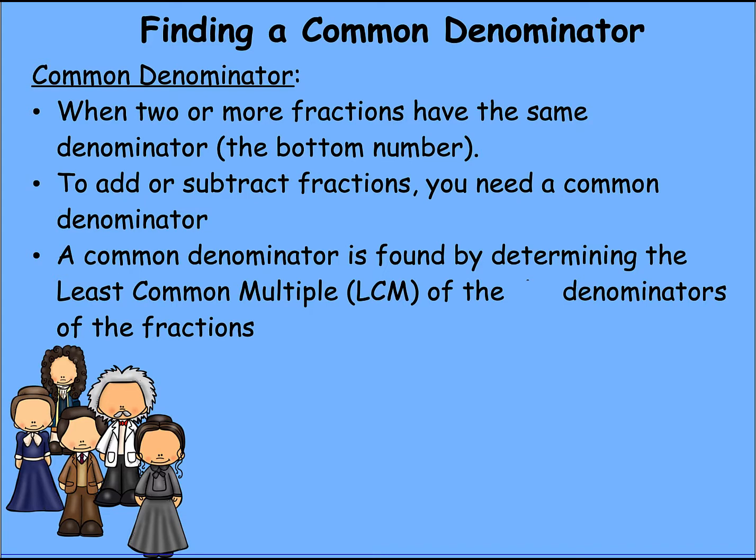So first, a common denominator is when you have two or more fractions and they have the same denominator. Remember, that's the bottom number in the fractions. If you're going to add or subtract fractions, you need to have a common denominator. How we actually go about finding a common denominator is we find the least common multiple of the two denominators of the fractions.